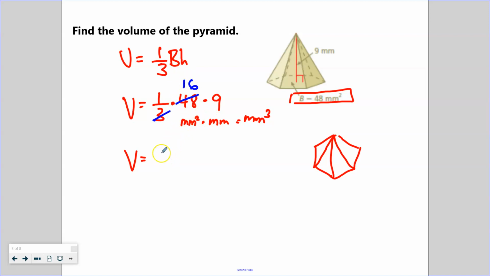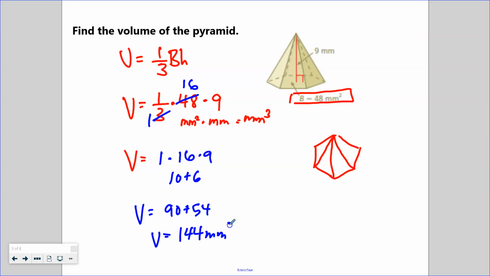And so now we can say, okay, well, now we have 1 times 16 times 9, and then 9 times 10. And see what I'm saying now? I'm just breaking it up. I'm saying 9 times 10 is 90, and then 9 times 6 is 54, so I don't have to do the hard multiplication, right? And so then I say, okay, well, 90 plus 54 is 144 millimeters cubed.